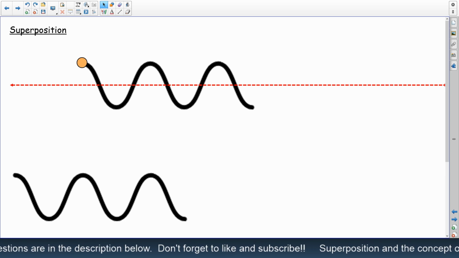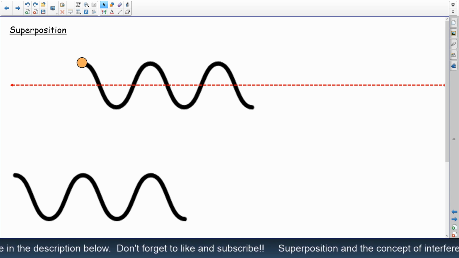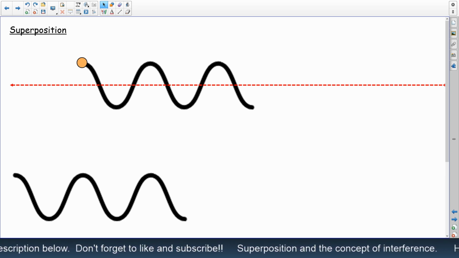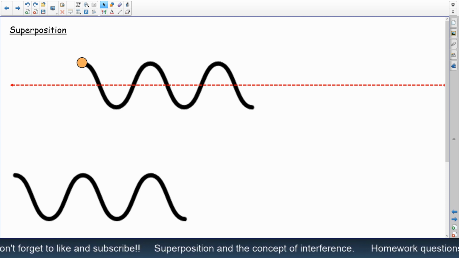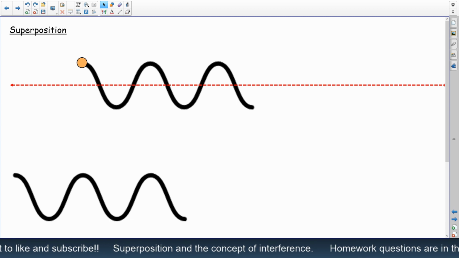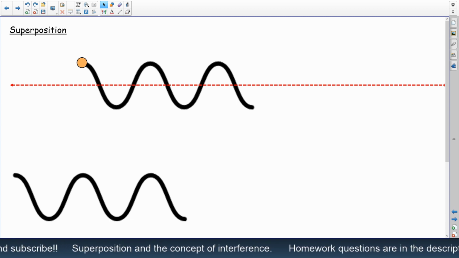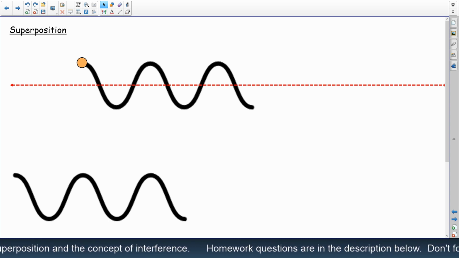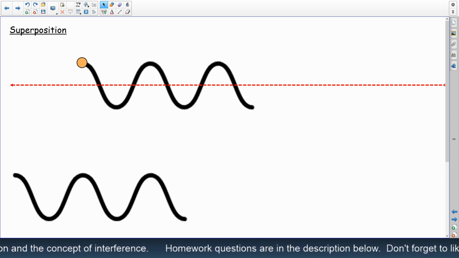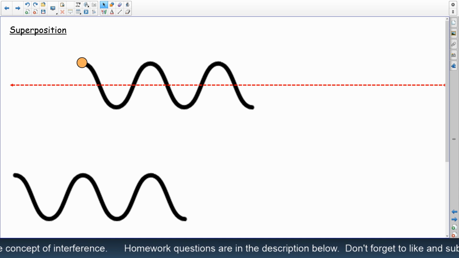In this lesson, we're going to take a look at the concept of superposition of waves and the idea of interference. So let's start off with the idea of what a wave actually is. So here we have a little sinusoidal wave, uppy, downy, nice curvy wave. Now, what a wave is, it's a disturbance. It's an energy movement throughout a material.